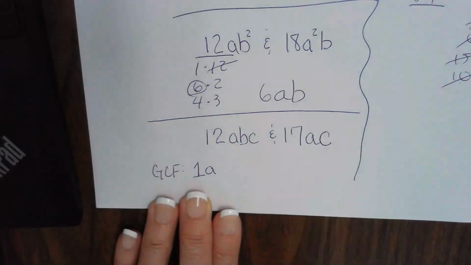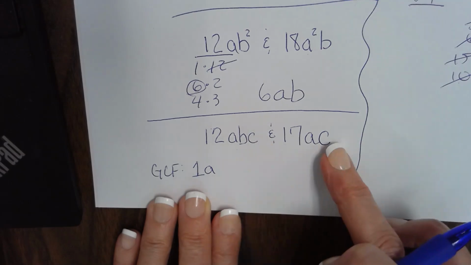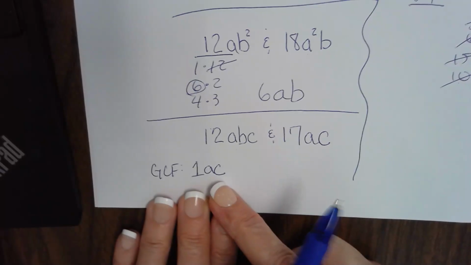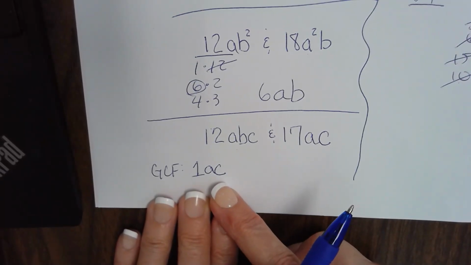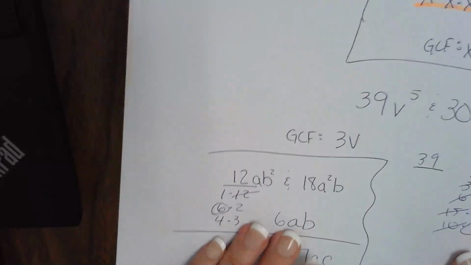I have to pick the smallest power. There is no B in both of these, y'all, so it's not in common. But there's a C in both of them. So the greatest common factor is just AC, which is 1 AC. 1 AC and AC is the same thing. Okay? All right, let's do 3 terms.